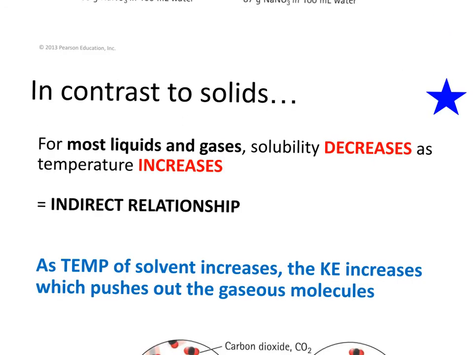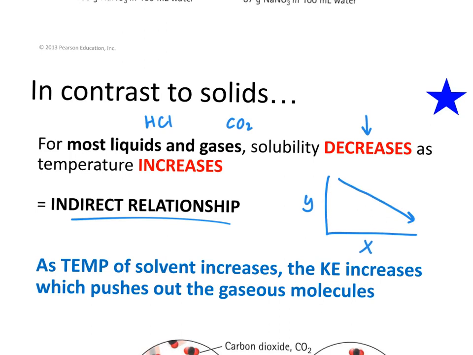Now, in contrast to solids, anything that is a liquid or gas will have a different type of relationship. So gases could be like CO2. Liquids could be maybe like acid. My solubility is actually going to see a decrease as temperature increases. And the reason why is that the kinetic energy of my molecules and how fast they move, in a gas, they're going to move a lot faster as that temperature increases, meaning they're going to leave that solution. So that's why I'm going to see a decrease in solubility. This is my indirect relationship. So again, as X increases, we're actually going to see a decrease in my Y.